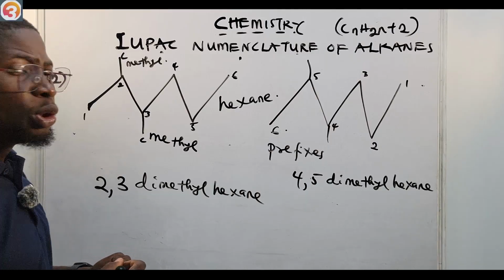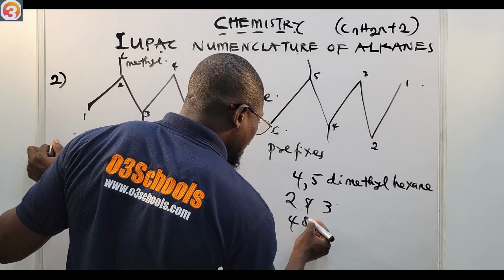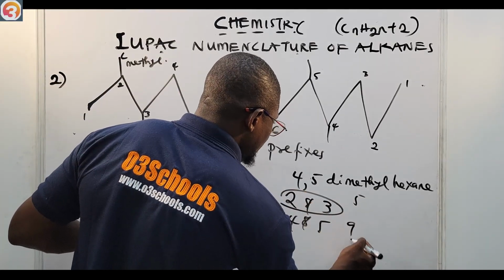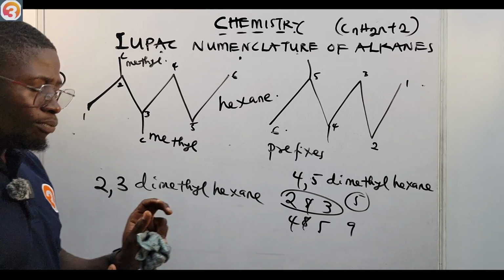All right, now which one should we pick? 2 and 3, or 4 and 5. Which one is lesser? 2 and 3. 2 plus 3 is 5. 4 plus 5 is 9. Take the lower number. So 2 and 3 is more correct.